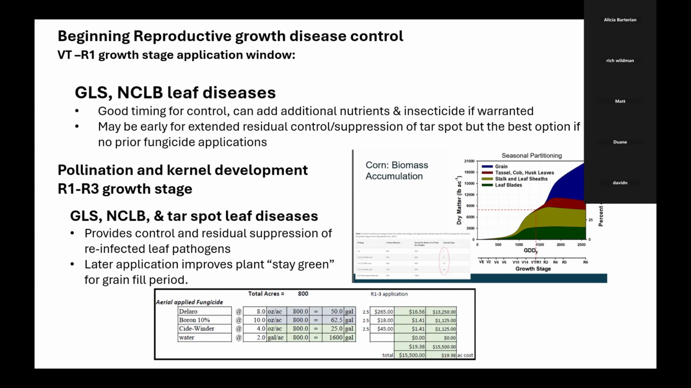They're not blanket applying insecticides, only when you need them. Nothing on the drill or anything. I just don't like to kill off everything. But that application at BTR1 is a little bit early for that season-long control, residual control, that plant health.